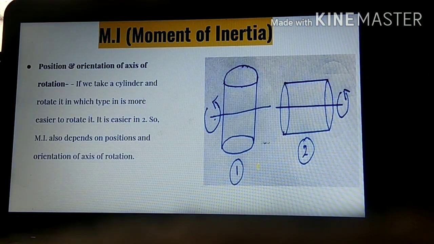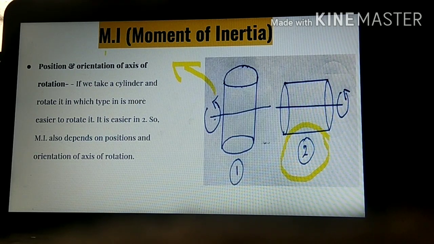Next one, position and orientation of the axis of rotation. You can see this cylinder. One cylinder is like this, and this cylinder can only be rotated in this manner as well. These are two orientations by which the cylinder can be dragged in a forward direction. Can you tell me which method is more convenient, the first one or the second one? It is the second one. Why? Because with the help of this orientation, the movement is quite easier.